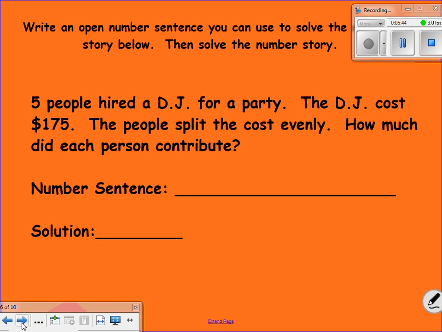5 people hired a DJ for a party. The DJ costs 175 bucks. Got 5 people. People split the cost evenly. How much did each person contribute? So how much did each person pay? So my number sentence, I'm going to take 175 bucks, divide it by 5, have it equal a number. Okay? So what does that equal? I need to work this out.